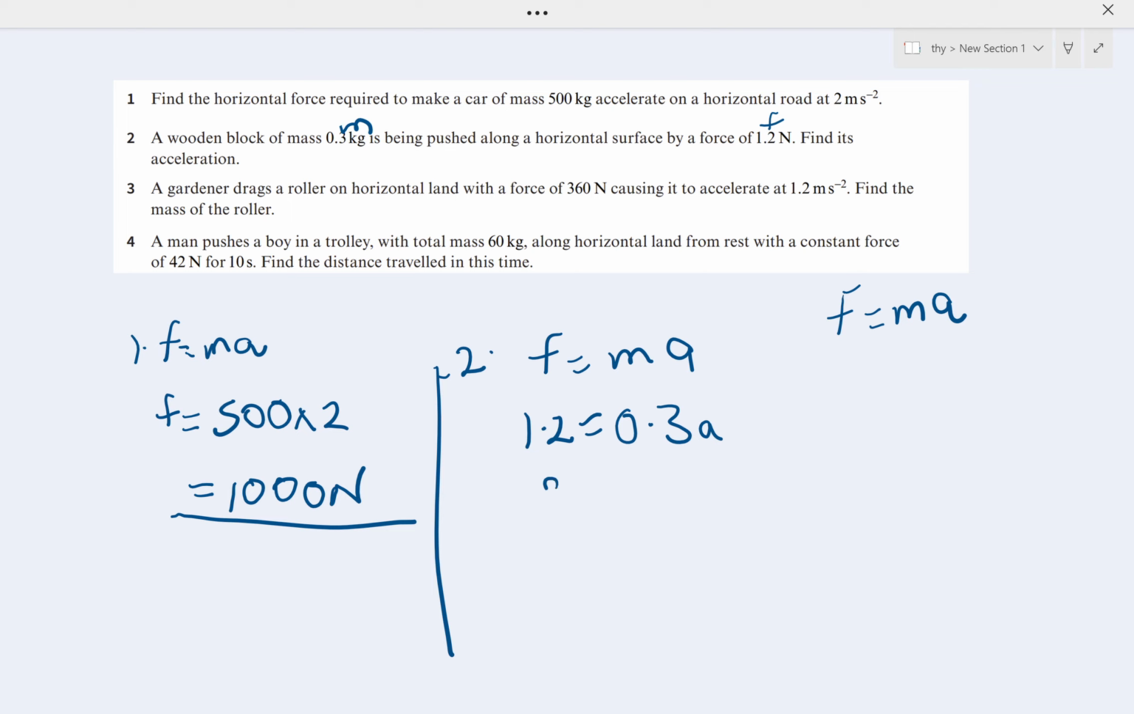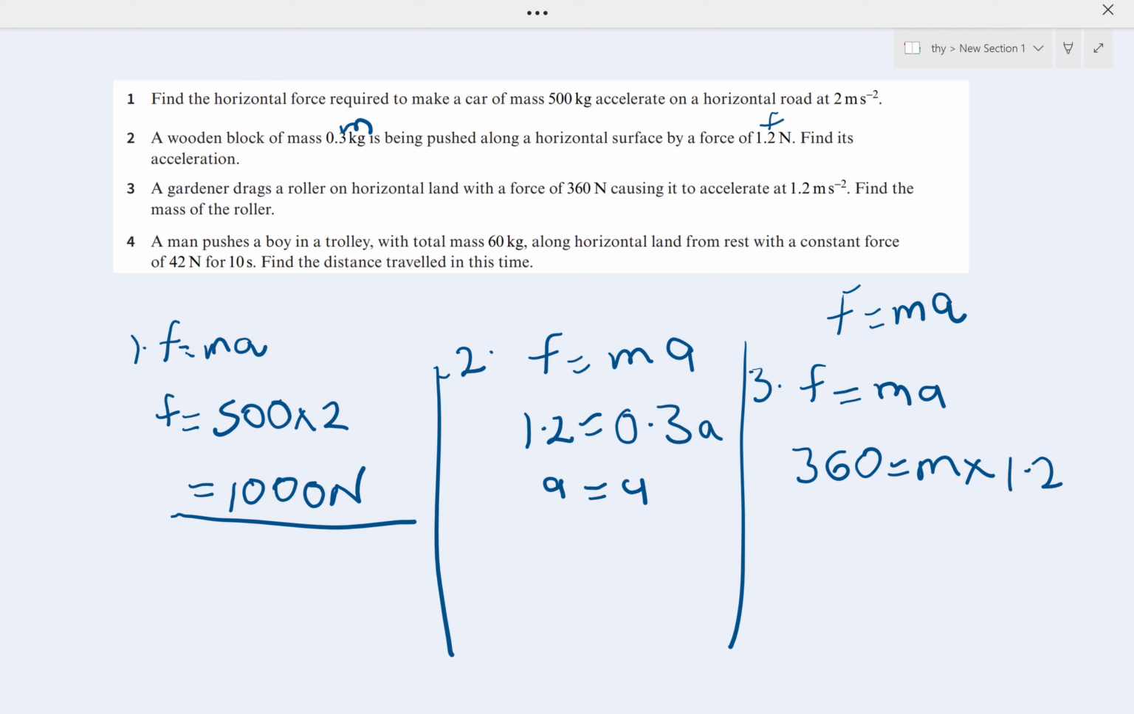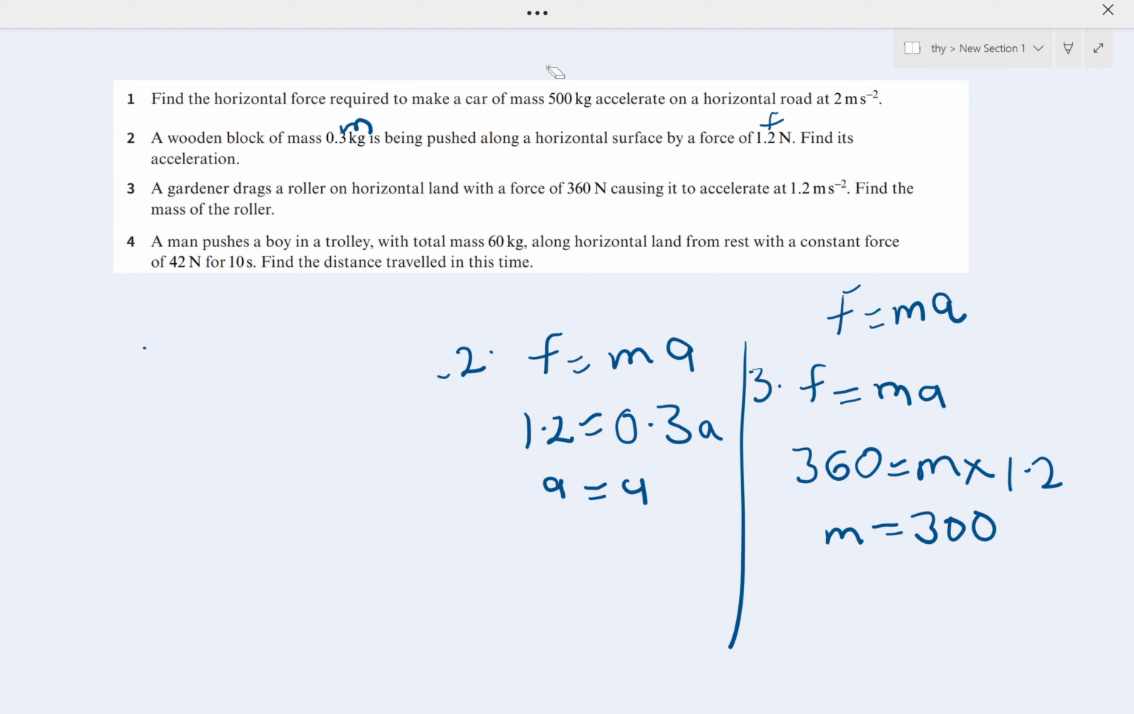Then question 3 says: a gardener drags a roller on a horizontal land with a force of 360 newtons, causing it to accelerate at 1.2 meters per second squared. Find its mass. So again, F equals mass times acceleration. The force, 360, is equal to the mass times 1.2. What's 360 divided by 1.2? It's just 300. So the mass is 300. These questions are really easy. It's just substitution for most of them, and you'll be able to solve them.